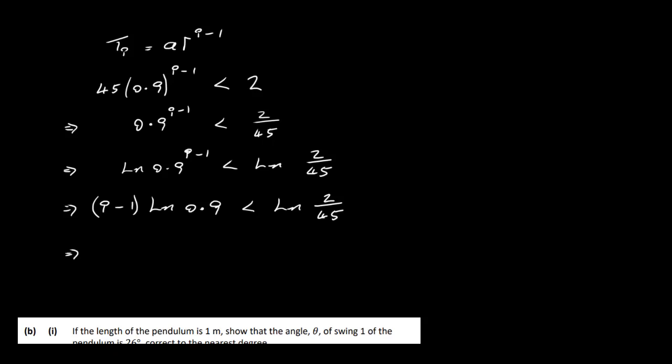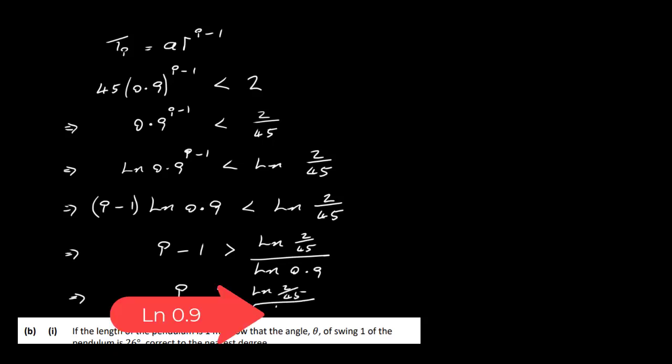Okay, so next thing I'm going to do is divide by the log of 0.9, so that will give me p minus 1. Now remember, the log of 0.9 is negative, so I've got to flip that around. So it's going to be the log of 2 over 45 divided by the log of 0.9, and p then is just going to be greater than all of this here, the log of 2 over 45 divided by the log of 0.9, and then we just got to add this 1.